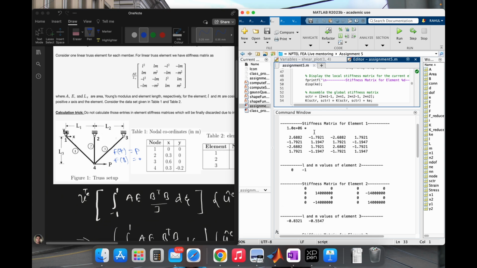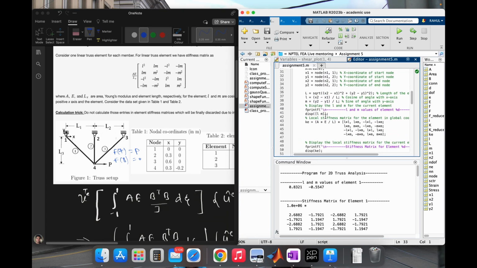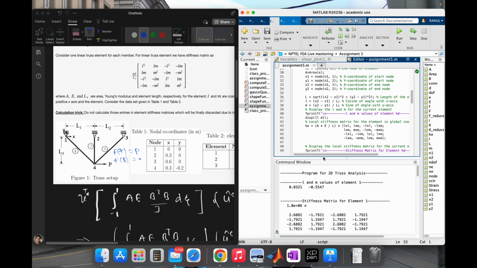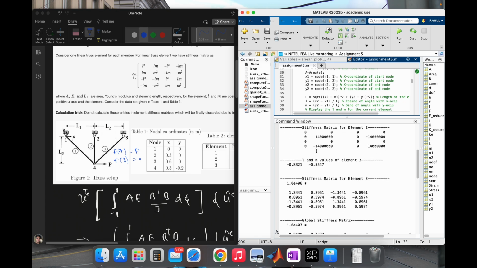Here is the stiffness matrix for element 1, and here are the L and M values for element 1. It is clear that when we put the origin here, then L is nothing but the cosine, so that will be 0.8321 through T1 and minus 0.5547. Similarly for element 2, this is the L and M value, and this is the stiffness matrix for element 2.